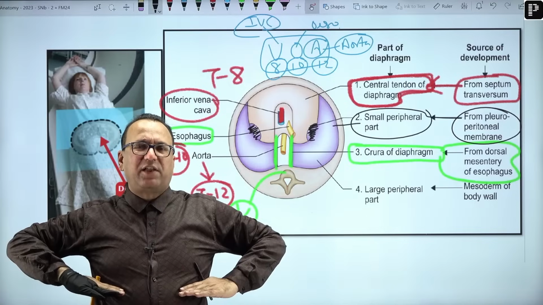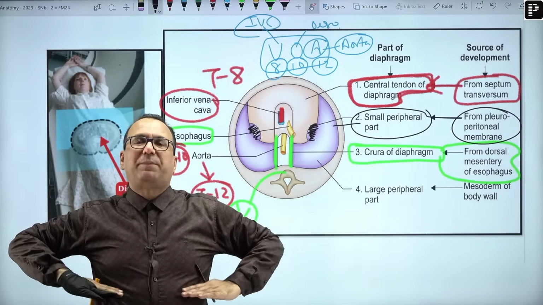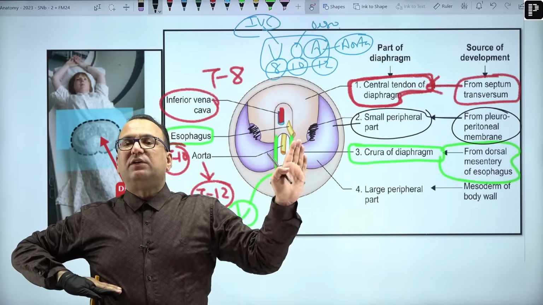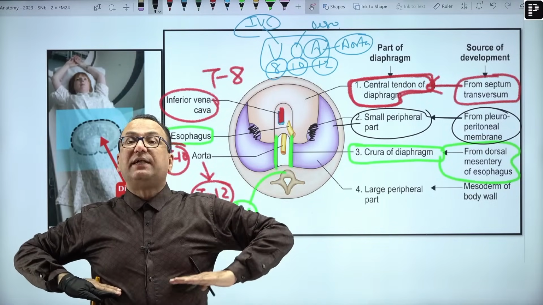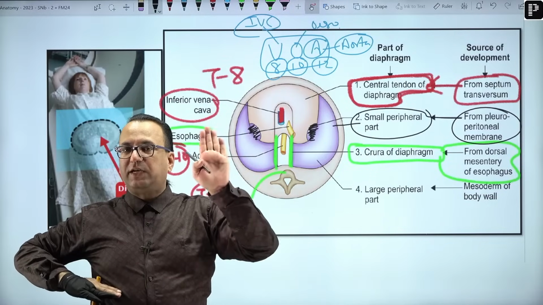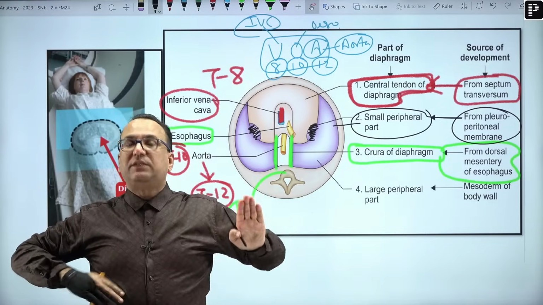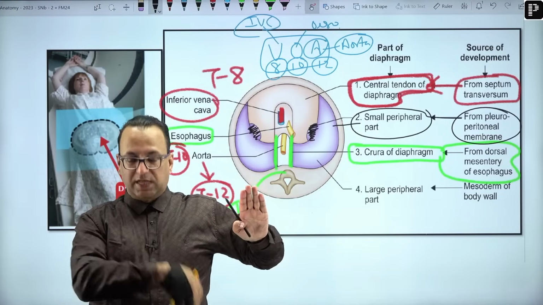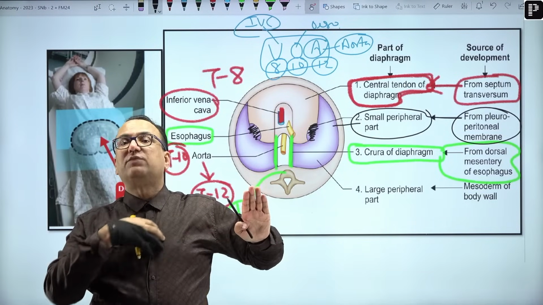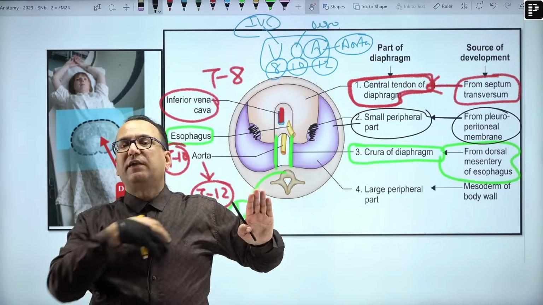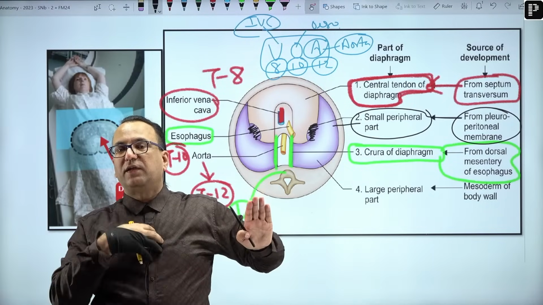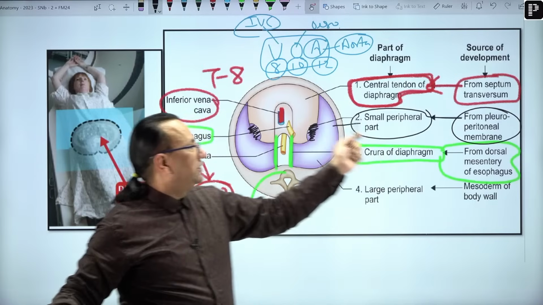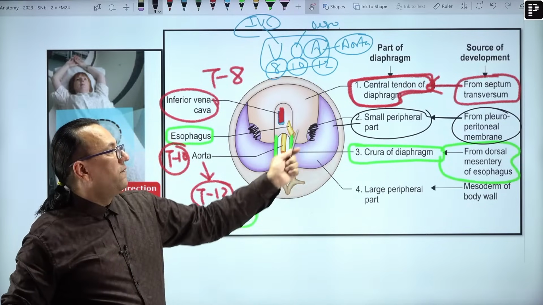And what does it contribute? Diaphragm. What is the purpose of diaphragm? Separate thorax from abdomen. And if the left-sided pleuroperitoneal membrane is deficient, stomach can move into thorax. The intestine or stomach can move into thorax, what is called Bochdalek hernia, congenital diaphragmatic hernia. So why do we get congenital diaphragmatic hernia? Due to deficiency of left-sided pleuroperitoneal membrane.